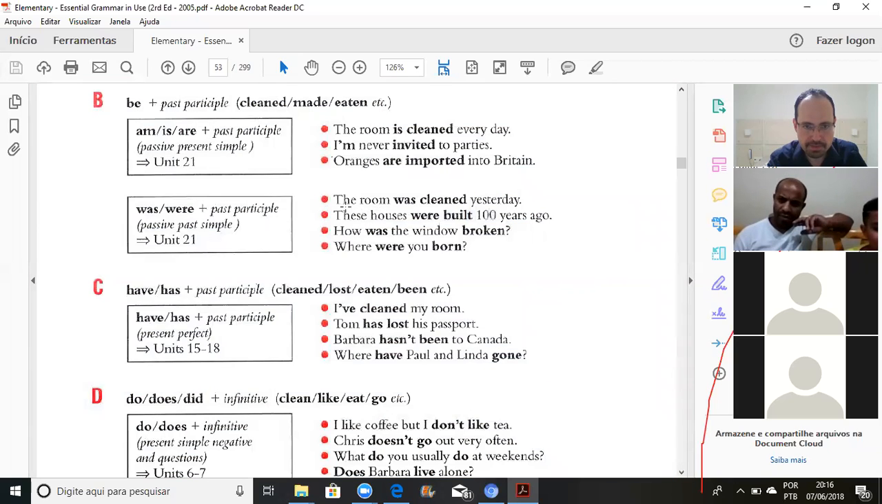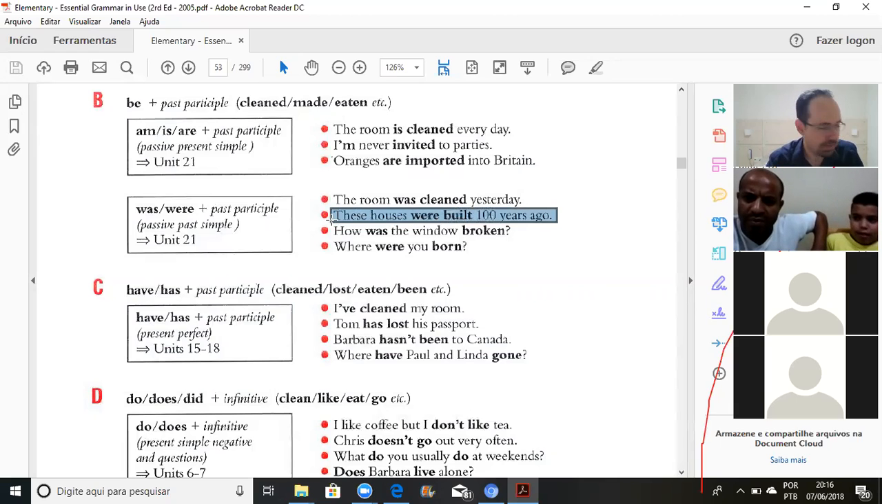The subject here is houses, okay? This is the subject. And the houses didn't do any action, okay? But the houses were built 100 years ago, all right? This is what we have here.